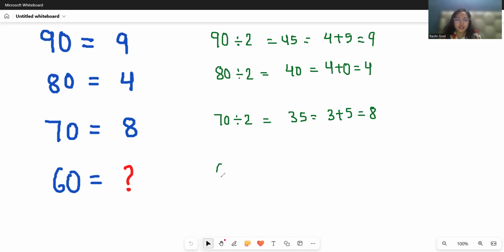So what is 60? 60 divided by 2 is 30, and 30 is 3 plus 0, which is 3. So what replaces the question mark? 3. I hope it's clear and you find it useful.